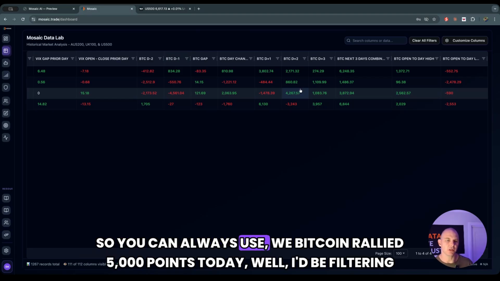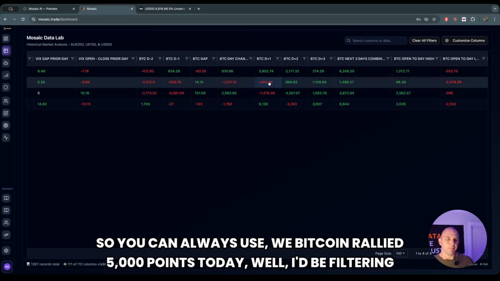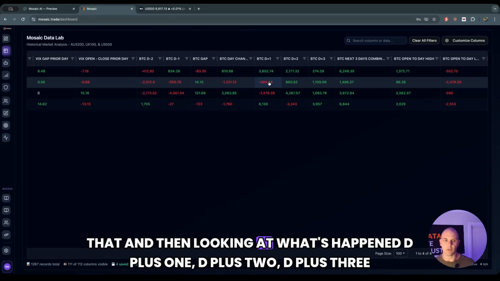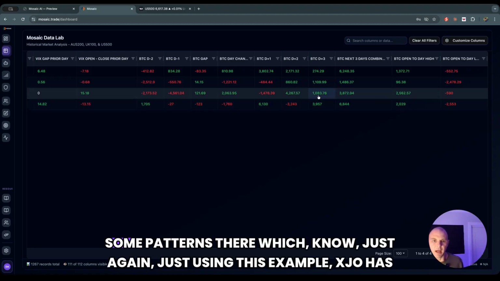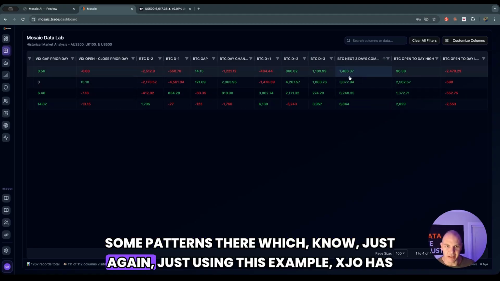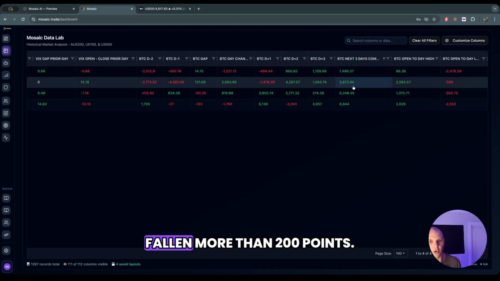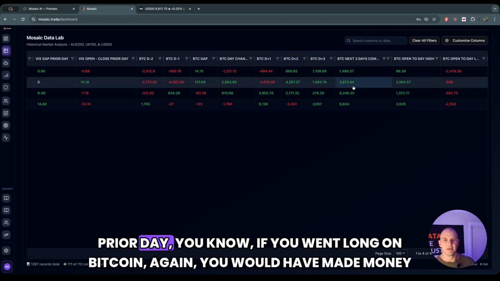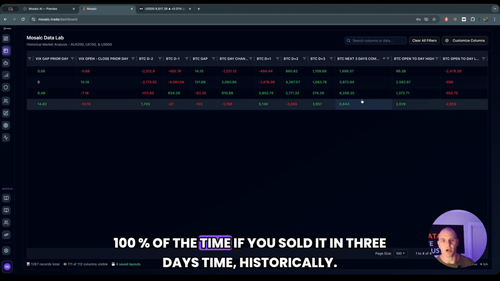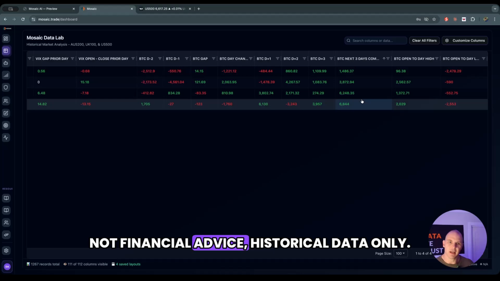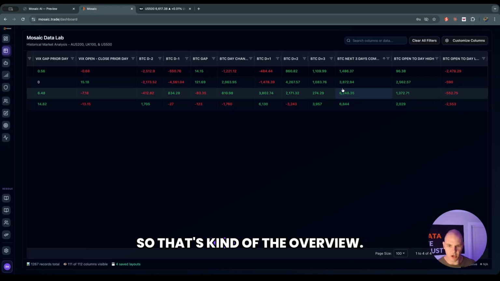So you can always use, say, Bitcoin rallied 5,000 points today. Well, I'd be filtering that and then looking at what's happened D+1, D+2, D+3 combined, etc. And you might see some patterns there, which, just using this example, XJO has fallen more than 200 points prior day. If you went long on Bitcoin, again, you would have made money 100% of the time if you sold it in 3 days' time, historically. Not financial advice, historical data only. So that's kind of the overview.